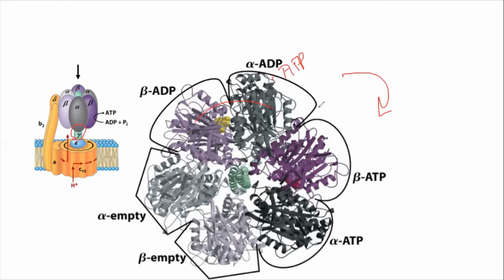Correct? So now there is a stage where it is also having ATP, it is having ADP, and now it is empty. Next rotation में क्या होगा? ये ATP release होके बाहर चला जाएगा. By the time here you will have ADP and here ATP, and this will be empty.